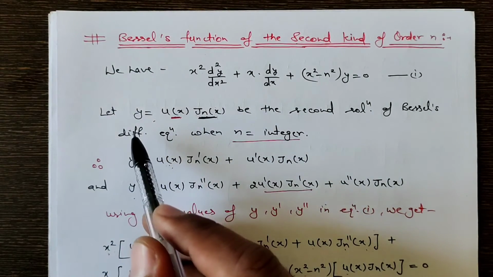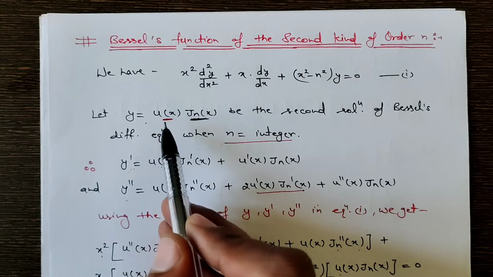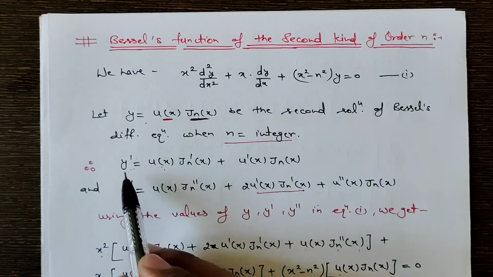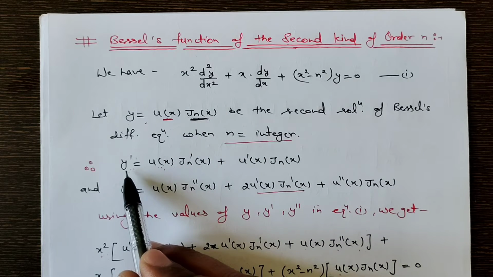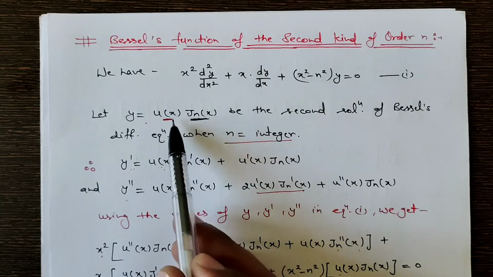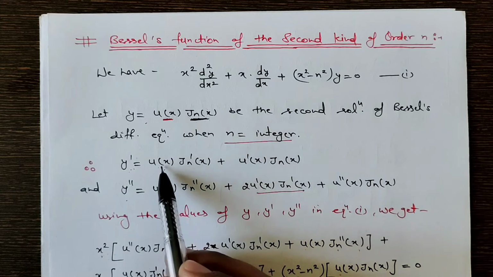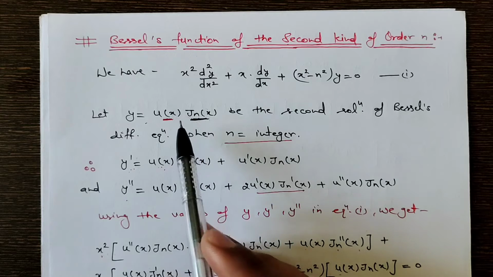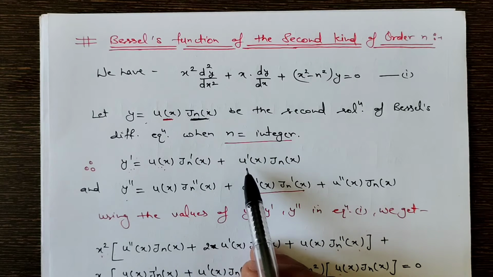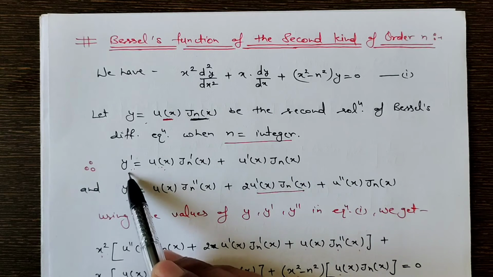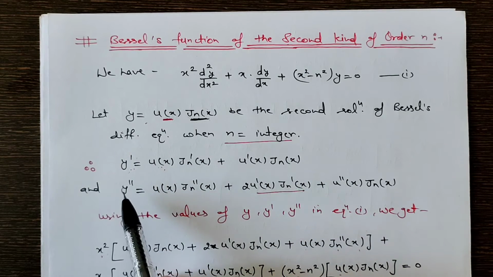We assumed that the solution is of the form y = u(x) Jn(x). So we can easily find y', that is dy/dx. There are two functions, u and Jn, both functions of x. First function as it is, differentiation of second, that is Jn'(x), plus differentiation of first and second as it is, so u'(x) Jn(x). Clear? This is the expression for y', and now we can find y'', that is d²y/dx².